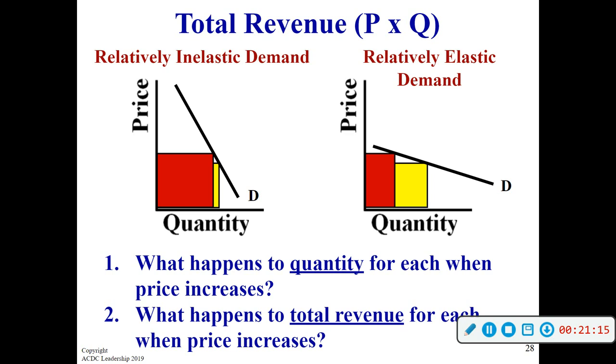So if price goes up, total revenue goes up, it's inelastic. And vice versa, if price goes down and total revenue goes down, it's inelastic. If they do the opposite, price goes up, total revenue goes down, and you're dealing with elastic demand. This is the quickest and easiest way. If the test asks you to determine elasticity and they don't want to know the coefficient, total revenue test is your way to go. It takes about 3 seconds to calculate.